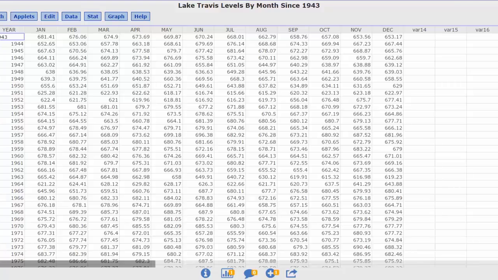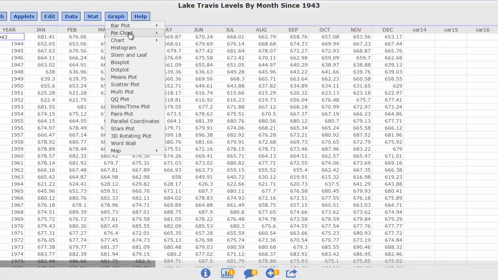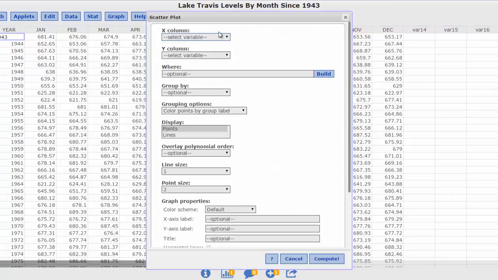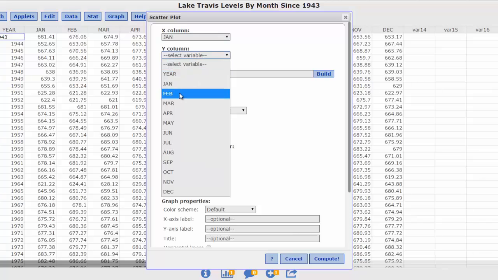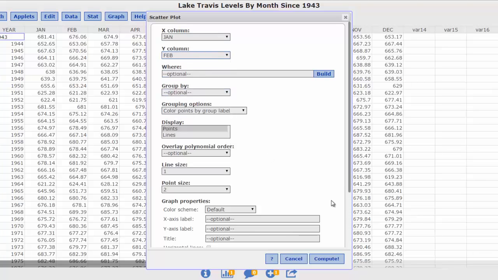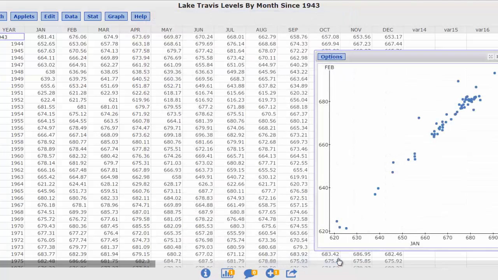Let's take a quick look at a scatter plot of January and February. We chose the scatter plot under the graph menu. January is our X and February is our Y. Let's click compute. In fact, it's exactly what we expected: there is a very strong positive association here.